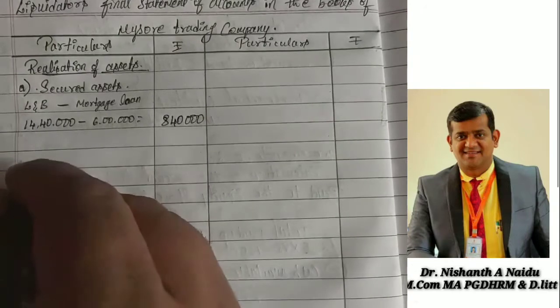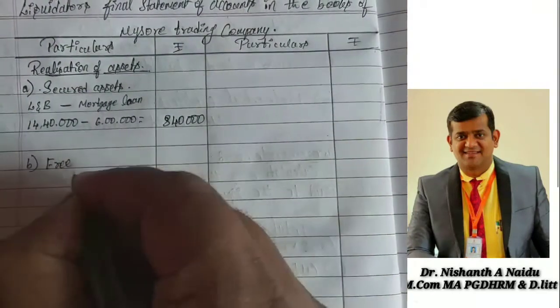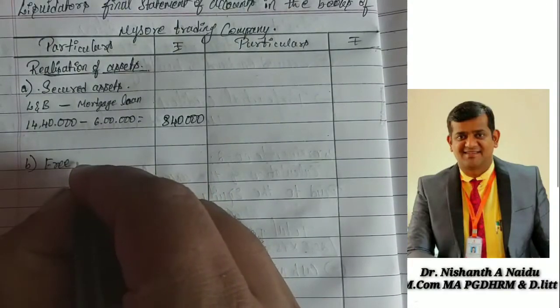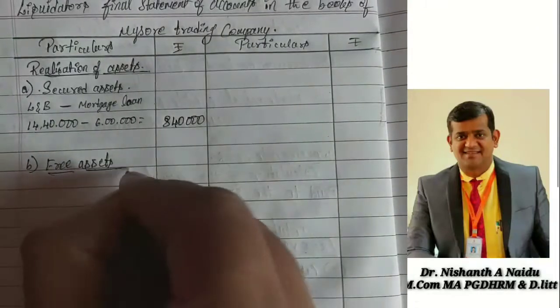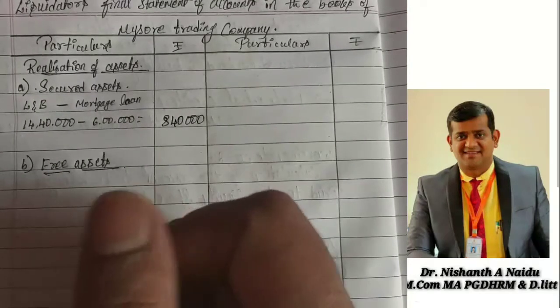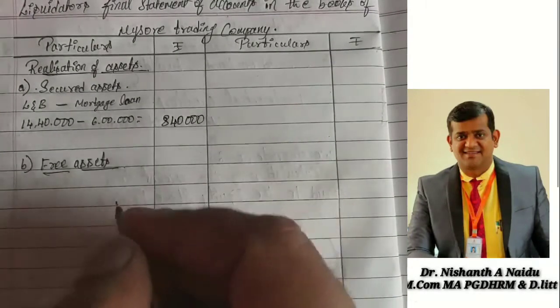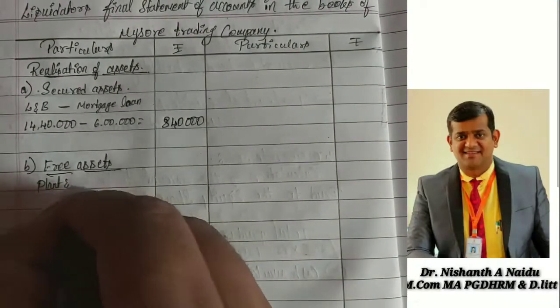Then we have point B, that is free assets. That is assets which are not secured. Clear? Free assets: assets which are not mortgaged, or not given as a collateral for raising loan. Clear? So let us check out which are all the free assets. First one, we have plant and machinery.